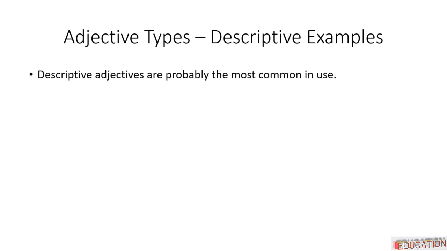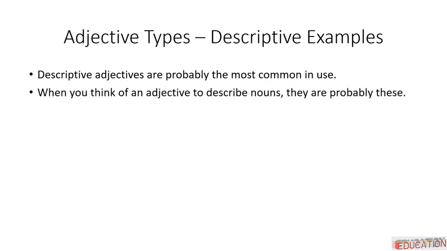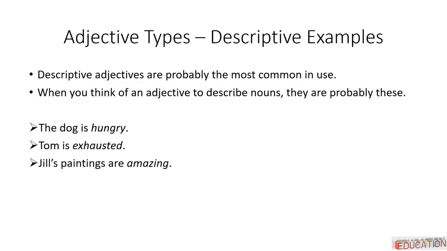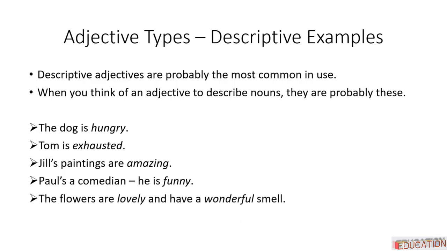Descriptive adjectives are probably the most common in use. And when you think of adjectives as things that describe nouns and modify nouns, the ones that usually spring to mind are these descriptive ones. For example, the dog is hungry. Tom is exhausted. Jill's paintings are amazing. Paul's a comedian. He's funny. The flowers are lovely and have a wonderful smell.